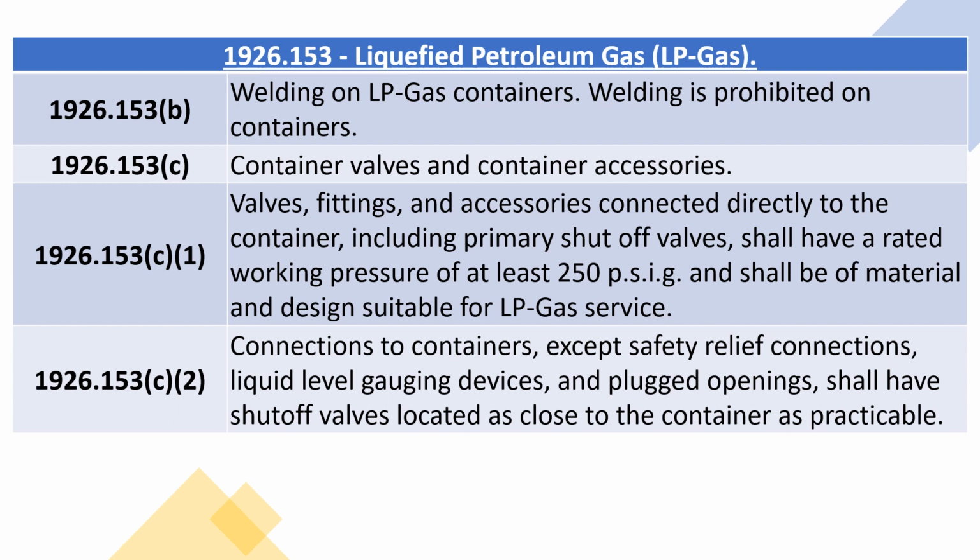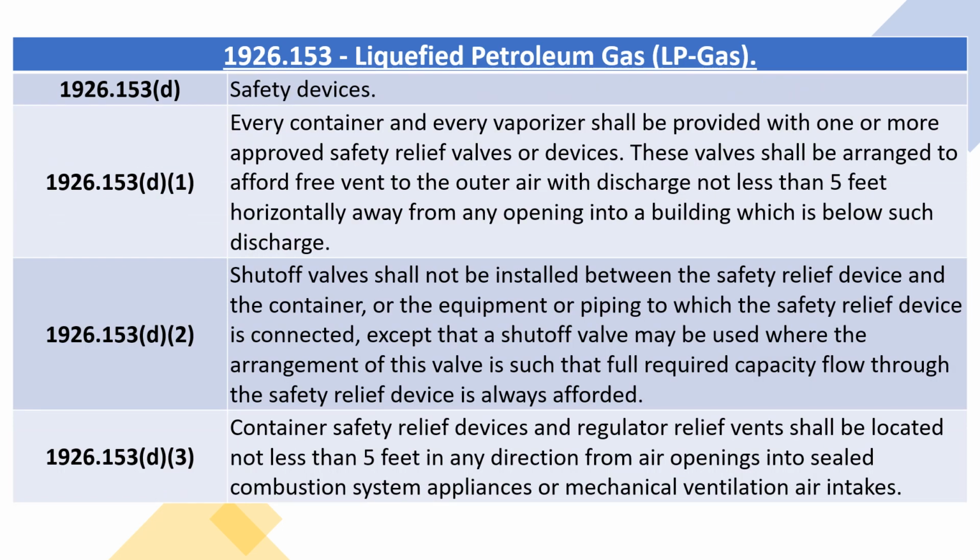1926.153(c)(2), Connections to containers, except safety relief connections, liquid level gauging devices, and plugged openings, shall have shutoff valves located as close to the container as practicable. 1926.153(d), Safety devices. 1926.153(d)(1), Every container and every vaporizer shall be provided with one or more approved safety relief valves or devices. These valves shall be arranged to afford free vent to the outer air with discharge not less than 5 feet horizontally away from any opening into a building which is below such discharge.